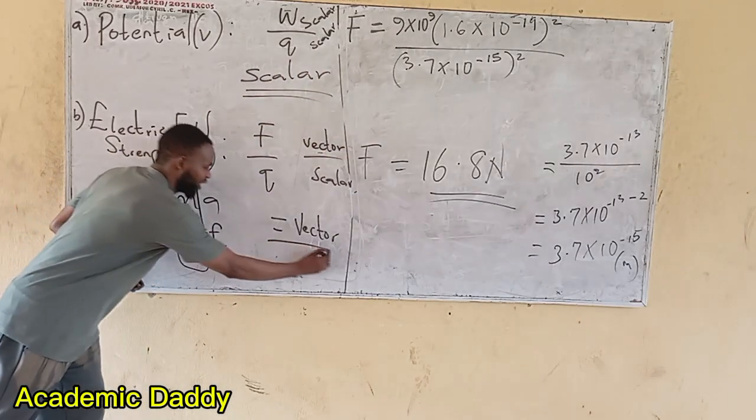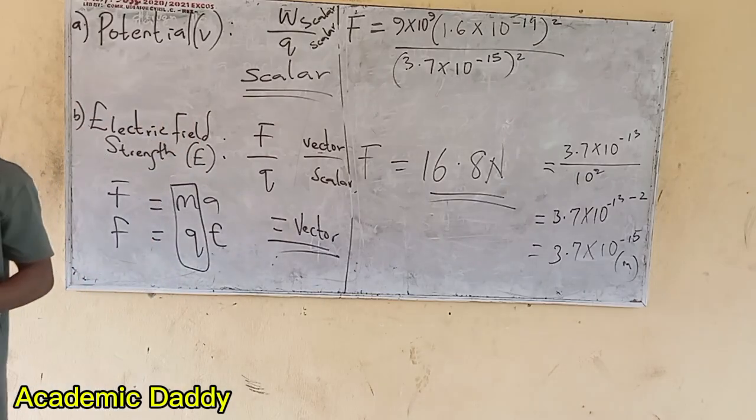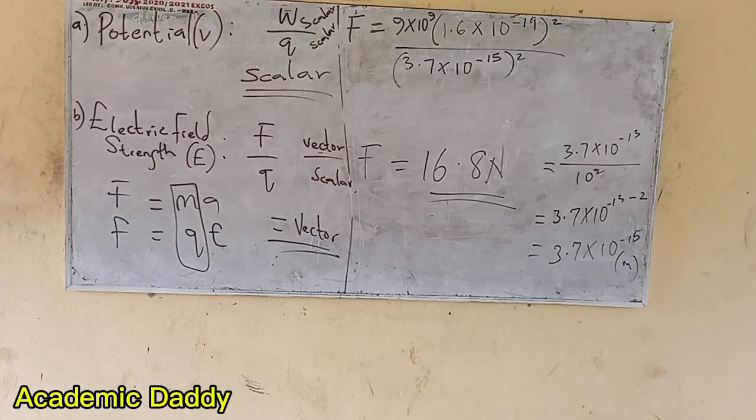So, that's if you like to play. So, the answer is that potential is a scalar quantity, electric field is a vector quantity.